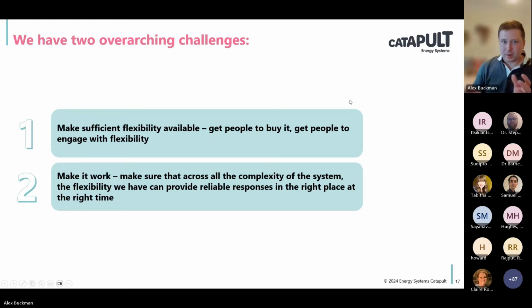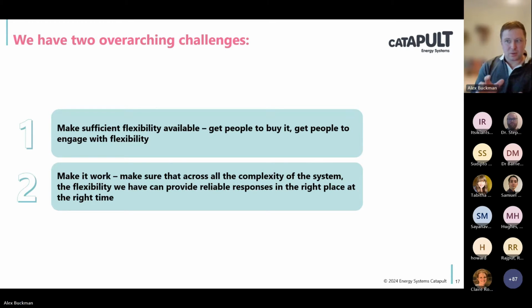So, last couple of slides of this section before we open up to a bit of Q&A. But if I was pushed to create two overarching challenges around flexibility, one is making sufficient flexibility available. So getting people to buy the stuff that is flexible, getting people to engage with flexibility on a reliable and ongoing basis. That's a big challenge in itself.